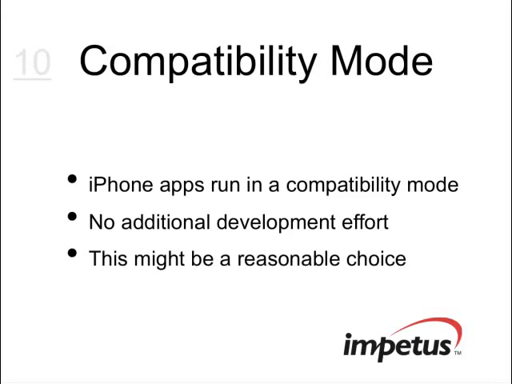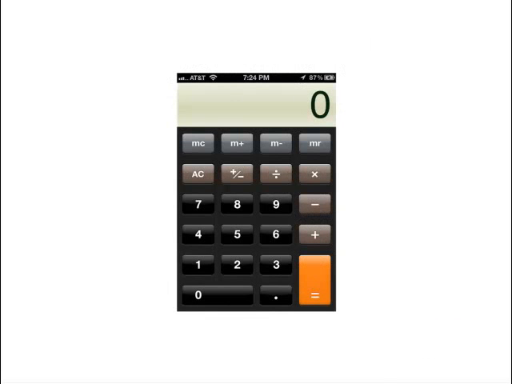Compatibility Mode is the simplest. The iPhone app that you have already written will run on your iPad. No additional development effort. And for some applications, this might be a reasonable choice. For example, the calculator app, or an app of that simplicity, there is nothing that we'd want to do to enhance that app for a larger screen. And if users want to run this in the 2x mode in compatibility, that's fine too.